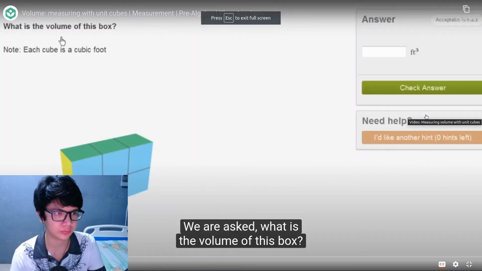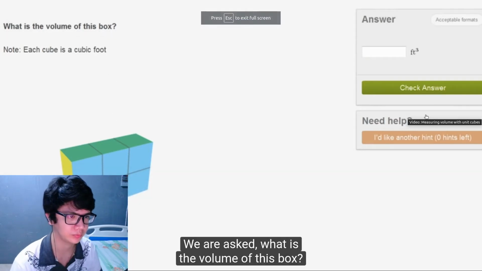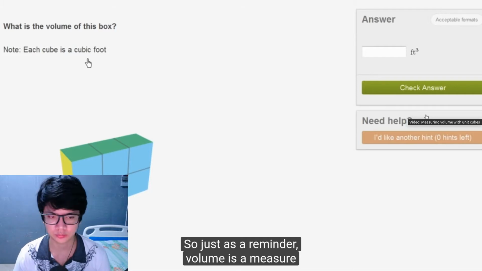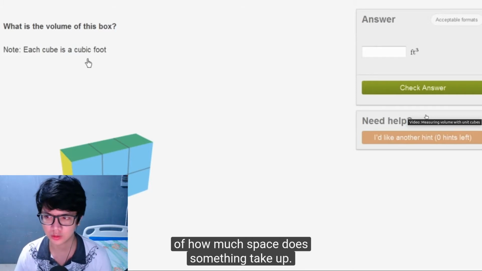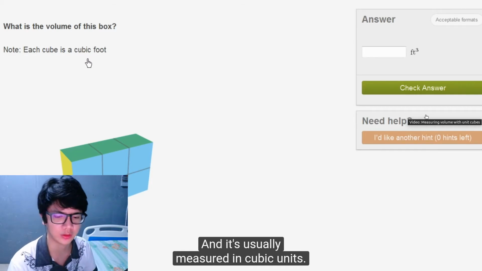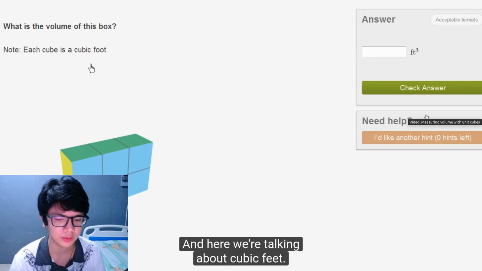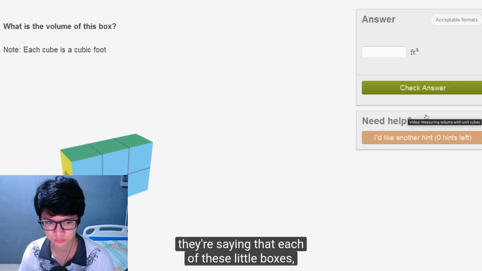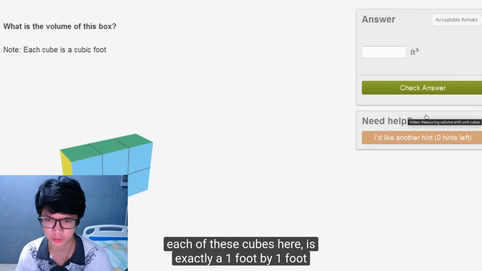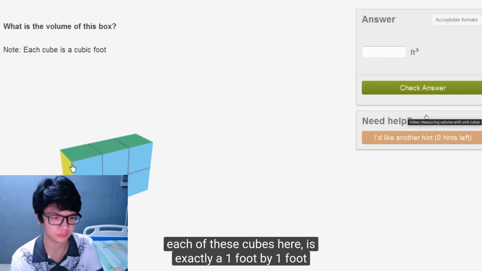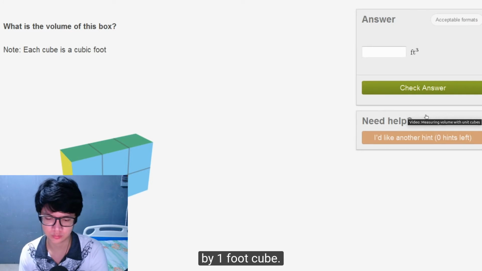We are asked, what is the volume of this box? And they tell us that each cube is a cubic foot. So just as a reminder, volume is a measure of how much space something takes up. And it's usually measured in cubic units. And here we're talking about cubic feet. When they say that each cube is a cubic foot, they're saying that each of these little cubes here is exactly a 1 foot by 1 foot by 1 foot cube.